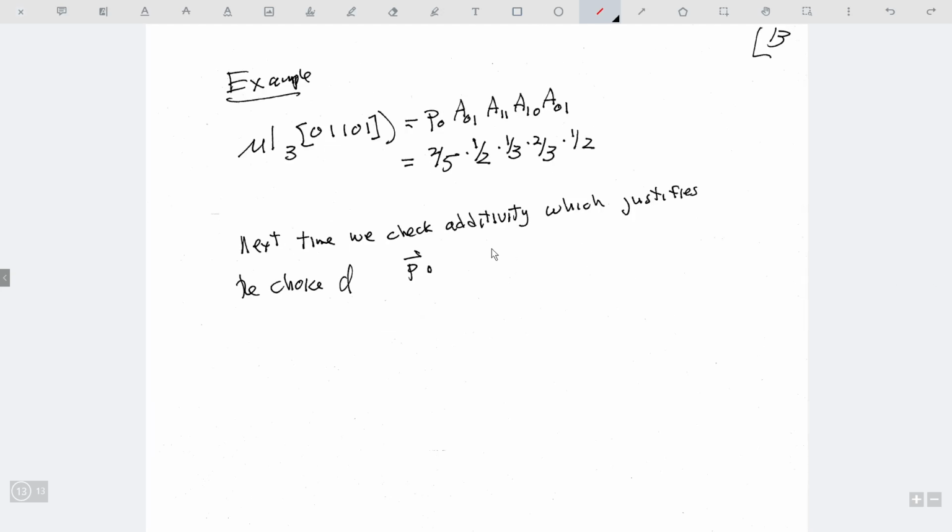But here's an example. We start with 0, so we have p0, and then we transition 0, 1, then 1, 1, then 1, 0, then 0, 1, and we stick in the probabilities, then we get some measure for this block.